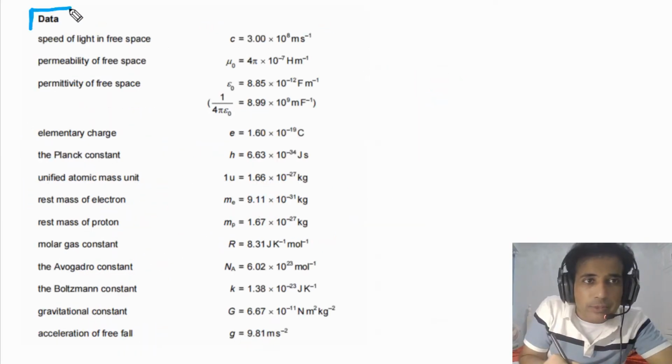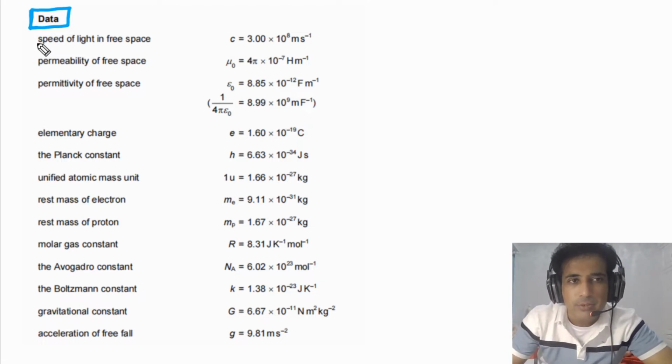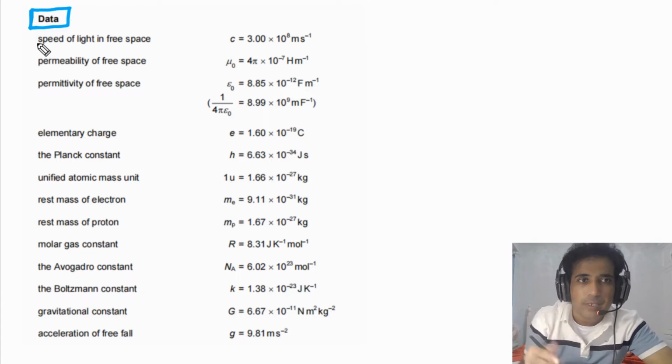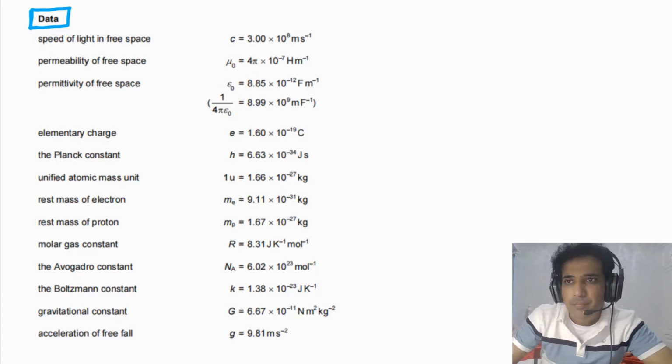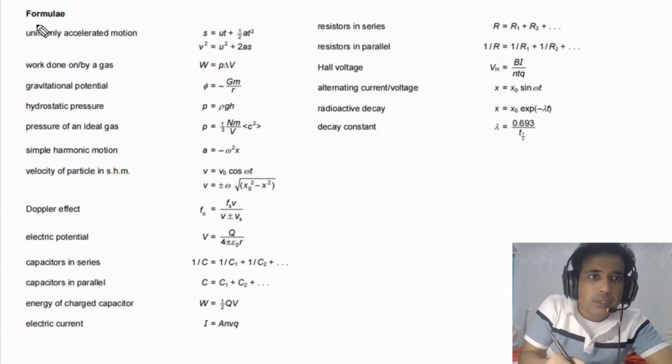On the second page of your exam paper, some data is given. Means values of some constants are given, and maybe you will need some of them for some calculations in paper 1. So if you need any of them, you can come to the second page and find the value of constants. If you go to the third page, some important formulae are also given. So let me highlight the formulae you need for AS physics.